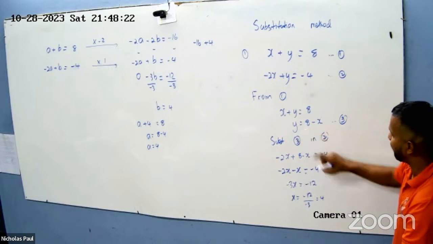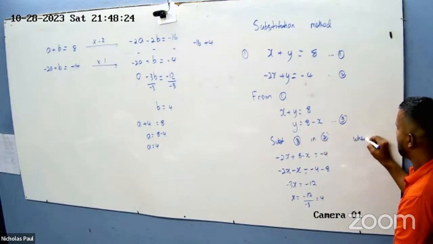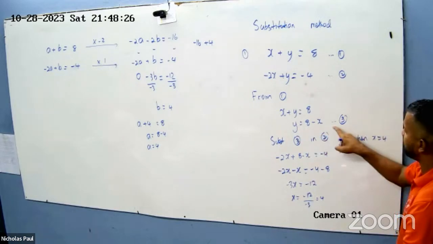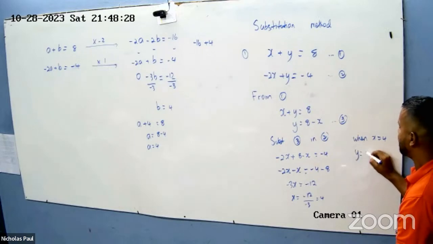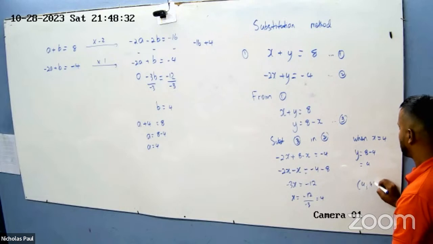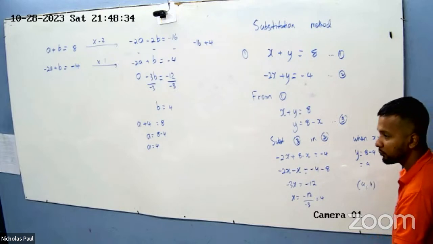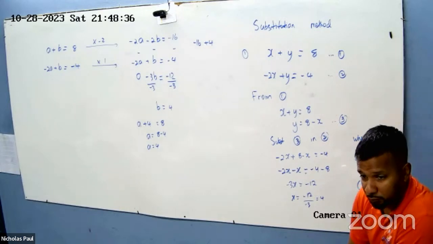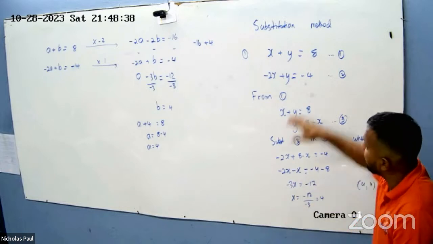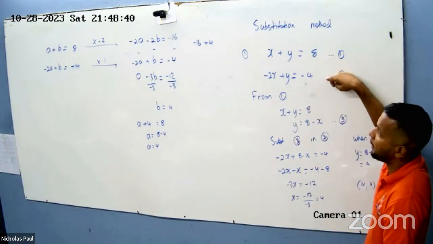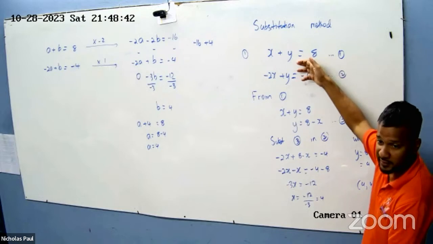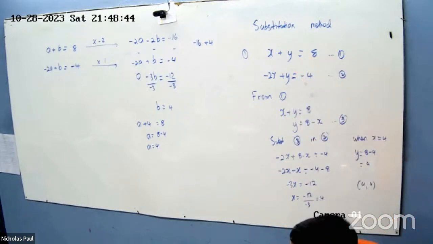Put x is 4 back here. So when x is equal to 4, use equation 3. Y is equal to 8 minus 4, which is 4. So I got 4. Sometimes it doesn't matter which equation you use. Sometimes you have to choose the one looking easier, the linear one, without any square in it.